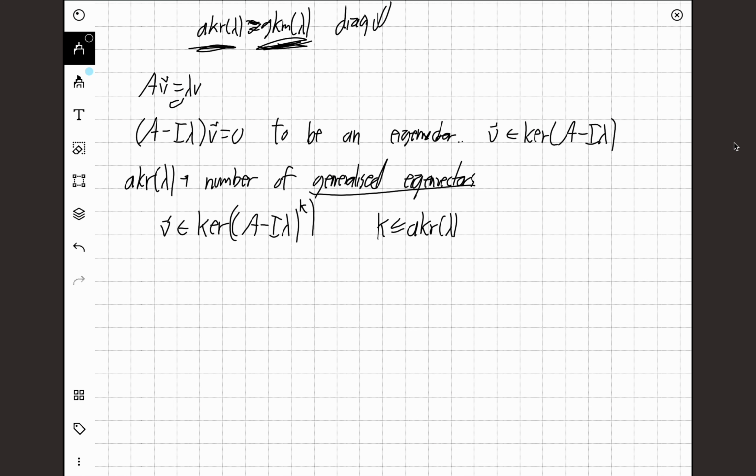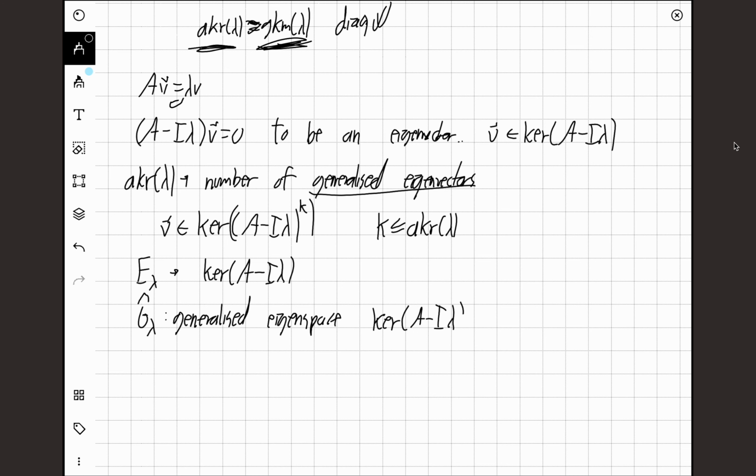But basically, each eigenvalue has its eigenspace E lambda, and that would just be the kernel of A minus I lambda. But each eigenvalue also has associated with it a bigger space. E lambda is a subspace of this bigger space G lambda, and we call this the generalized eigenspace. And the generalized eigenspace would just be the kernel of A minus I lambda to some power of k. We can have it to the power of the algebraic multiplicity. As soon as we start increasing the power beyond that, the kernel will not grow.